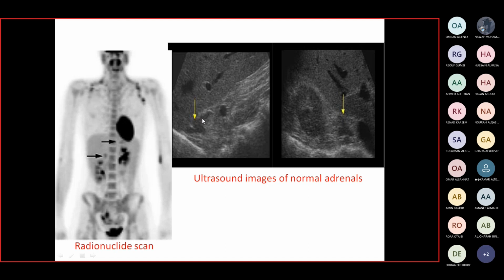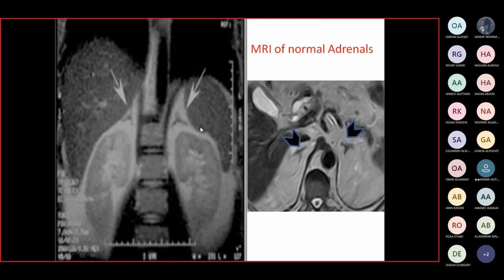Ultrasound can show the adrenal gland, but occasionally. Ultrasound can demonstrate the adrenal gland in the pediatric age group rather than in adults. It is difficult to see the normal adrenal gland in adults. This is ultrasound of normal adrenal gland on both right and left. What is this imaging technique?